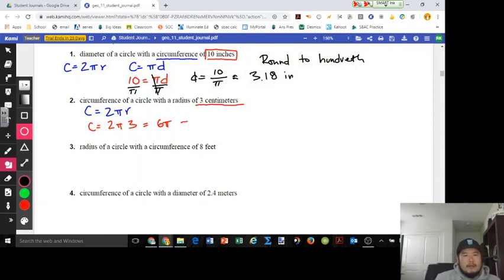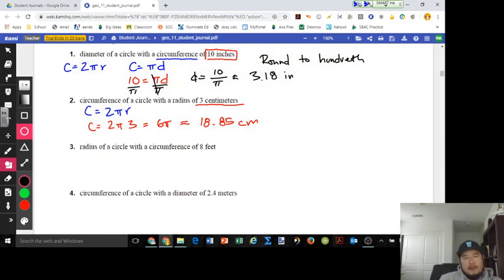However, you may find once again in big ideas, they want an answer that is rounded off to the nearest hundredth, and this ends up becoming 18.85 centimeters. All right. Let's take a look at number 3.